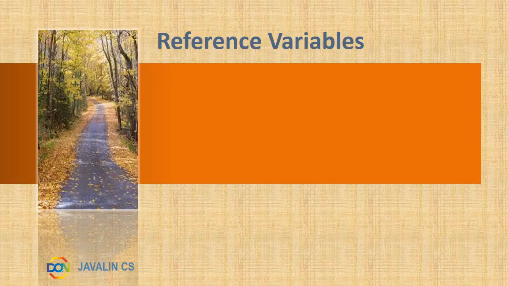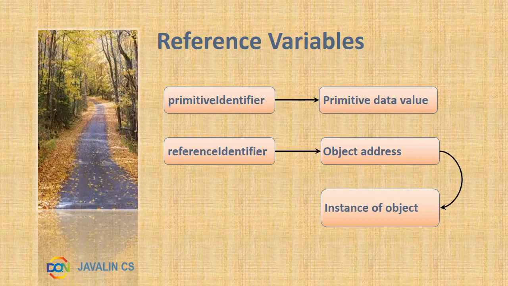In addition to the primitive data types that Java provides, we can use object reference variables to define and use data types that we design ourselves. In the case of primitive variables, we have our primitive identifier, which links directly to the primitive data value in the computer memory. Reference variables are different in that the identifier actually connects to an address, which points to an instance of an object.